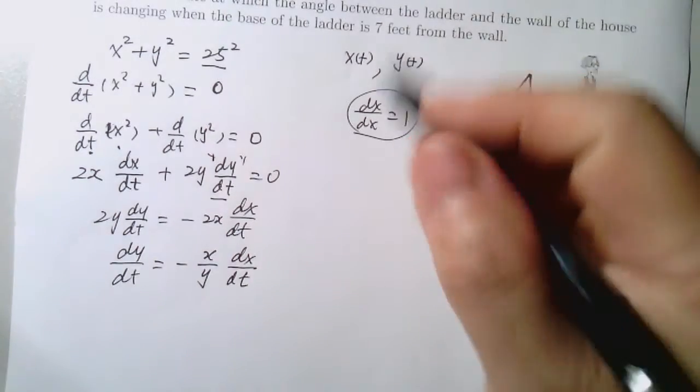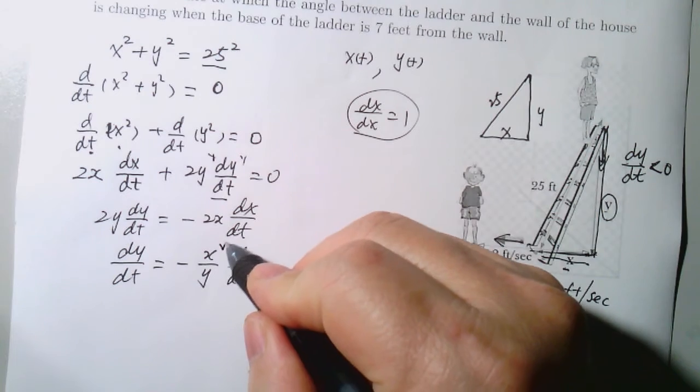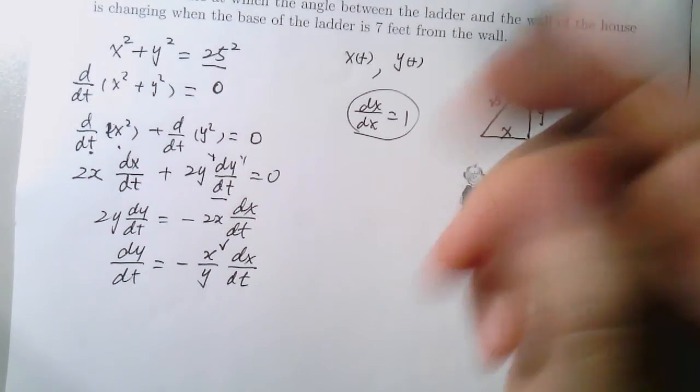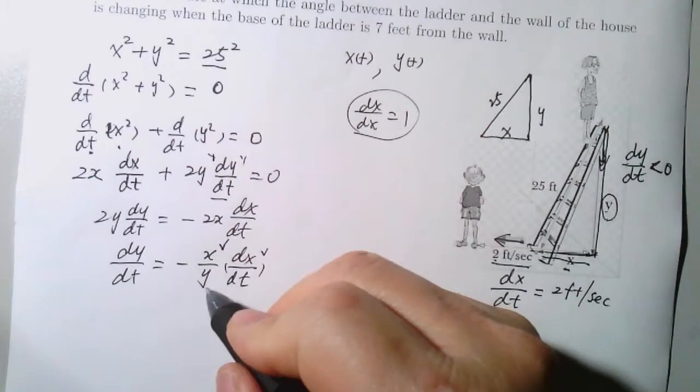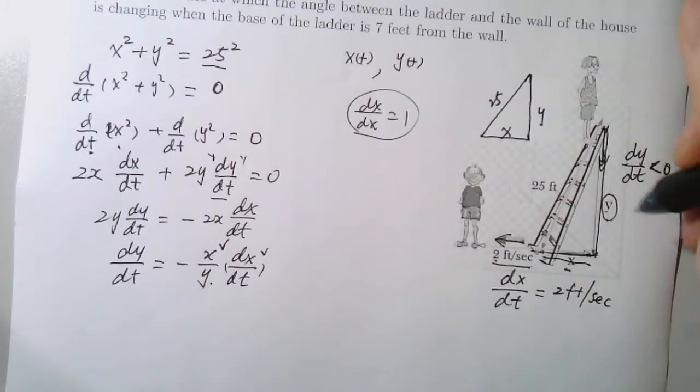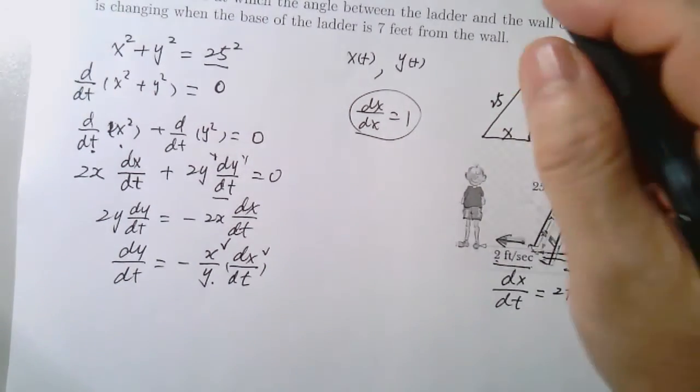So now let's check. Do we know x? Yes, x equals 7. Do we know dx/dt? Yes, we do know that, it's 2. Do we know y? No, we don't know y, but we can find y.